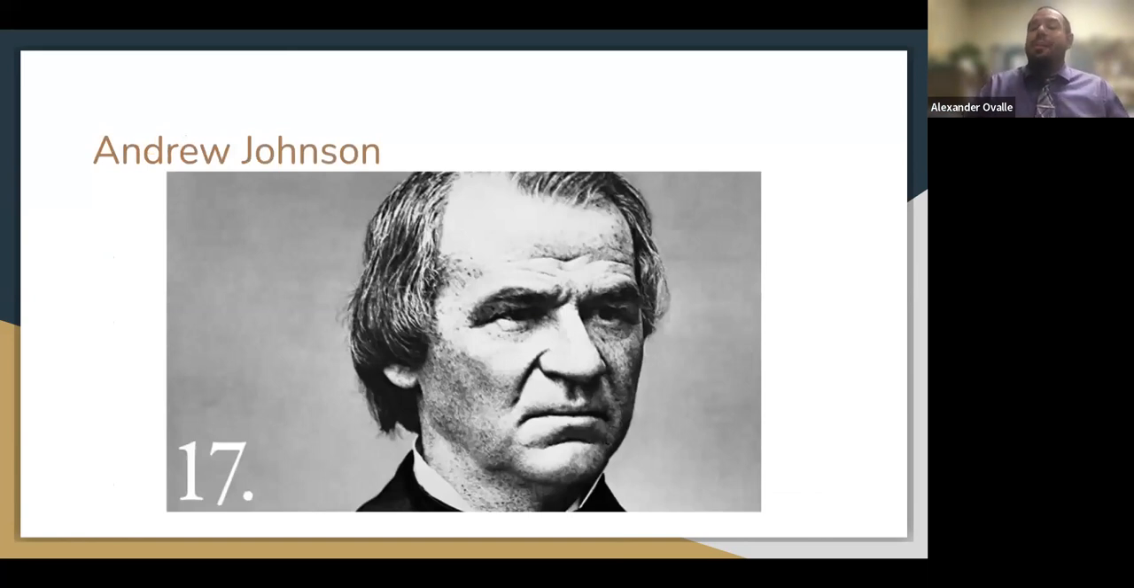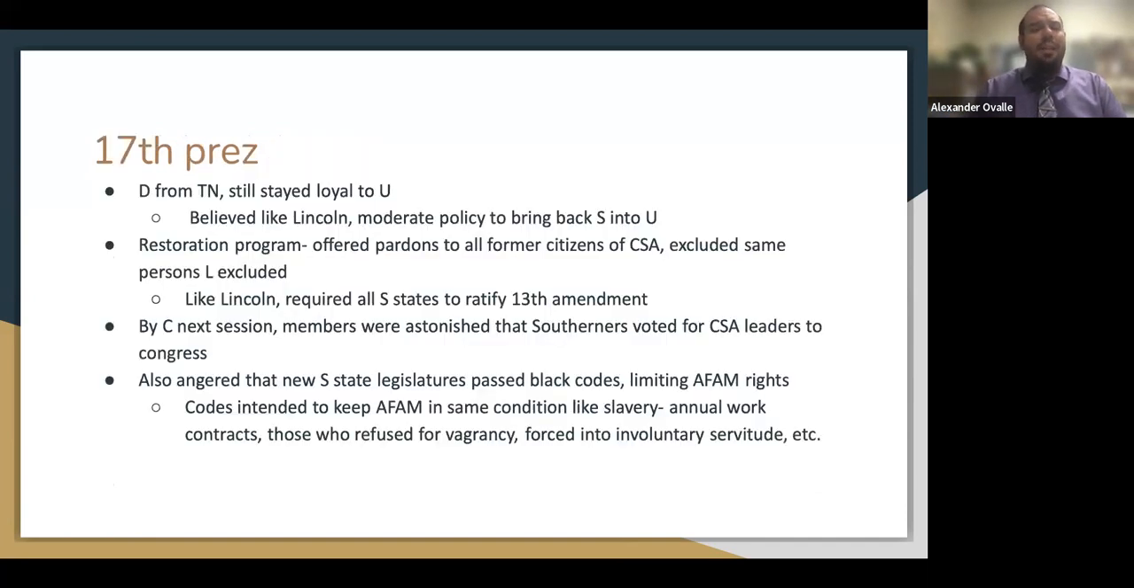So obviously, we talked about Lincoln dying in the last couple of minutes. Andrew Johnson, his vice president, succeeds him. He is a Democrat from Tennessee, and he stayed loyal to the Union, kind of why Tennessee was excluded from Reconstruction. So he believed, just like Lincoln, in a moderate policy to bring the South back into the Union.